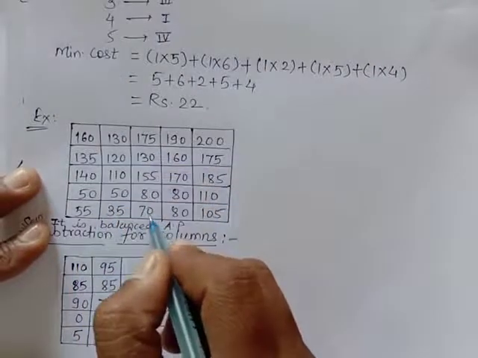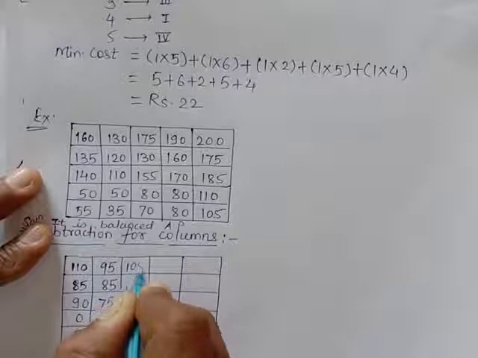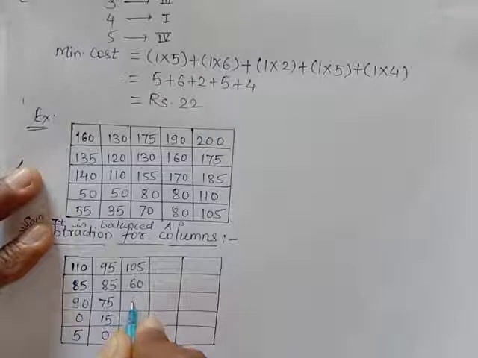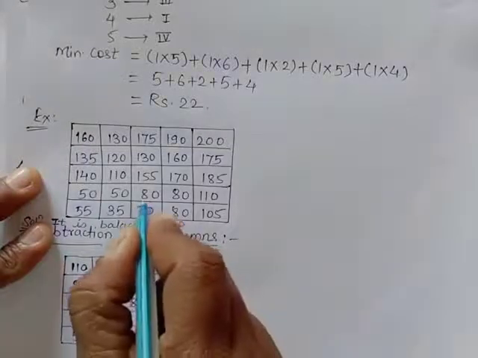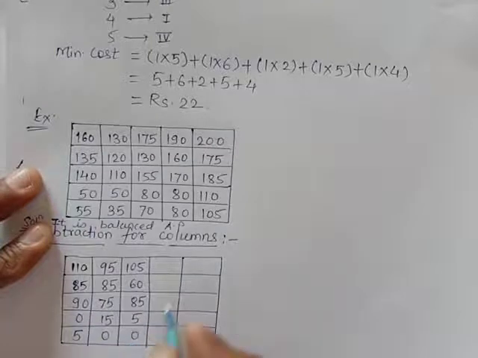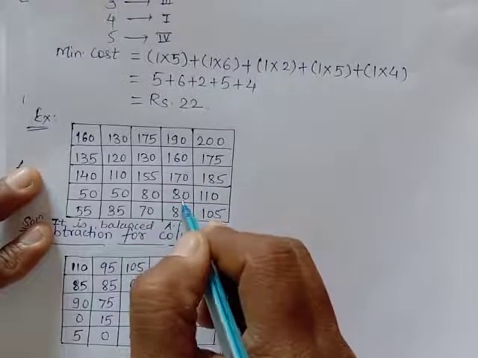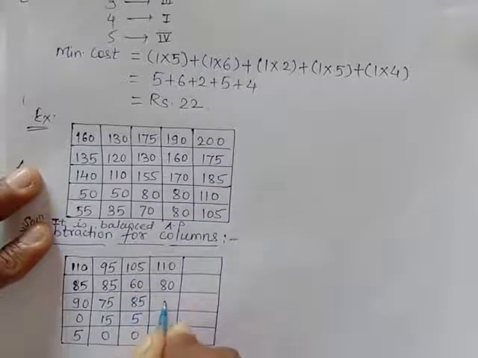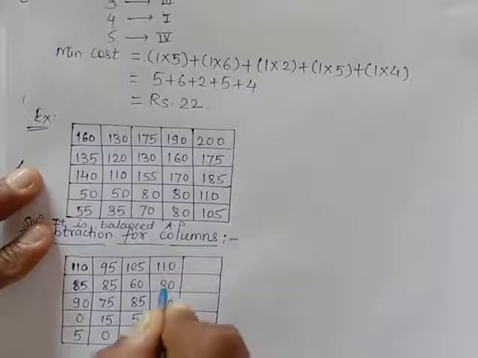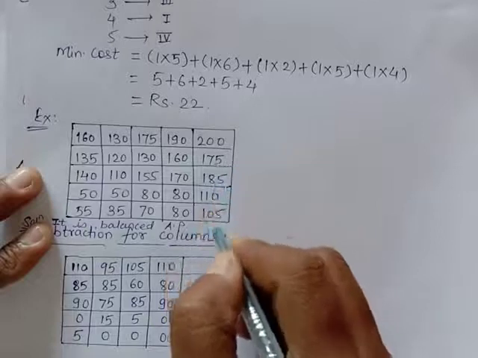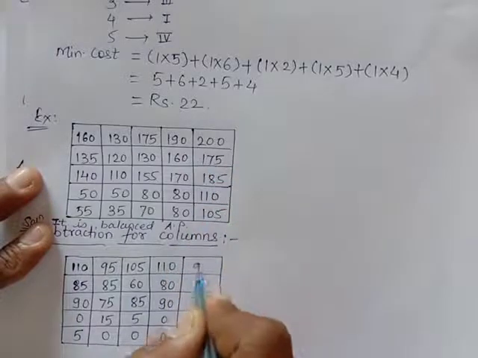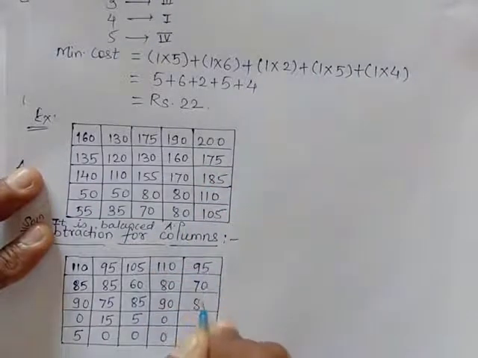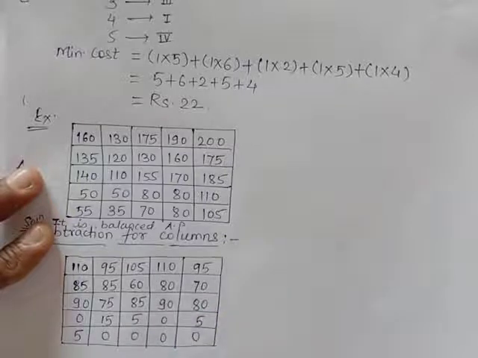Here the minimum is 70. So it will become 105. This is 60. This is 85. Okay. This is 5 and 0. Here the minimum is 80. So it will become 110. This is 80. This is 90, 0 and 0. What about this? Here the minimum is 105. So it will be 95. This is 70. This is 80. This is 5 and 0. As such we get.